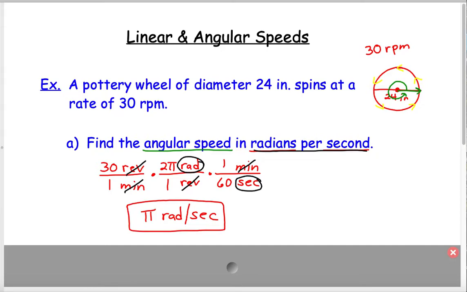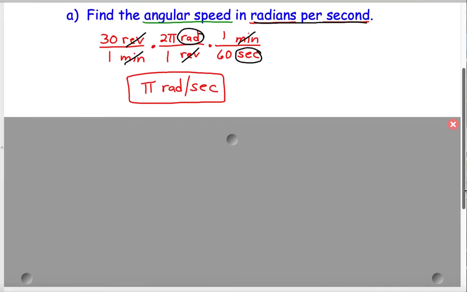Now we could have thought through that without doing this dimensional analysis. I know that some of you might look at that and say, well, that's just simple. If it goes around 30 times in 1 minute, that means that it's going to go half a time around every second, and I'm done. There's my answer. But there are going to be problems where you won't be able to just look at it and have it be that easy. So understanding the dimensional analysis is important.